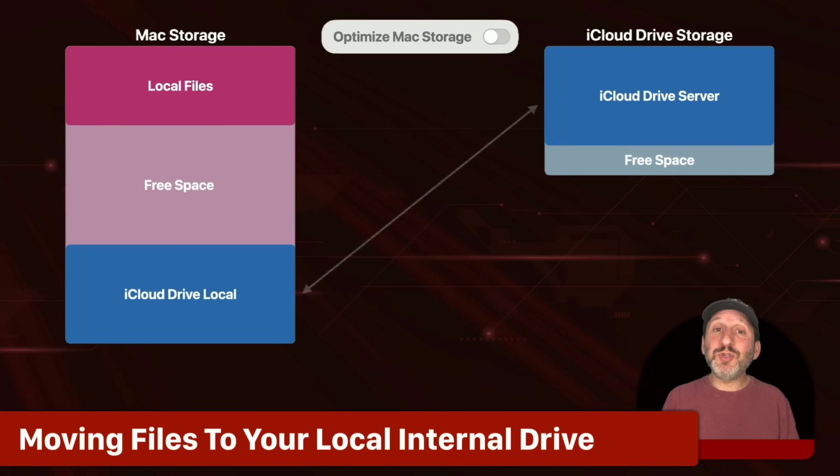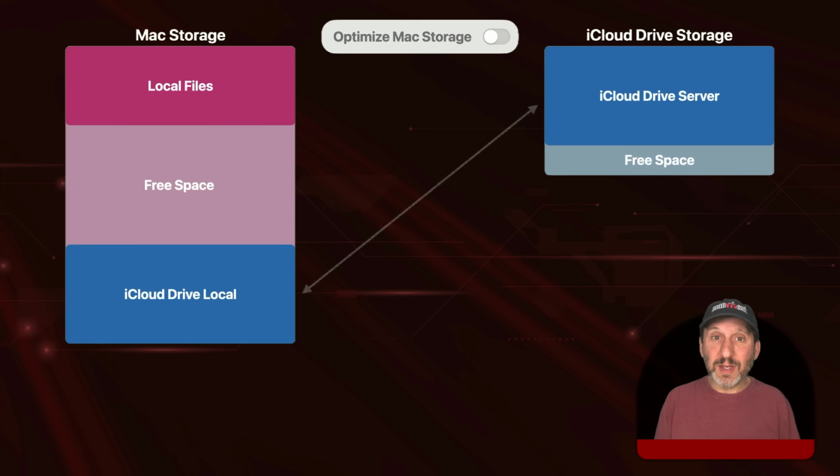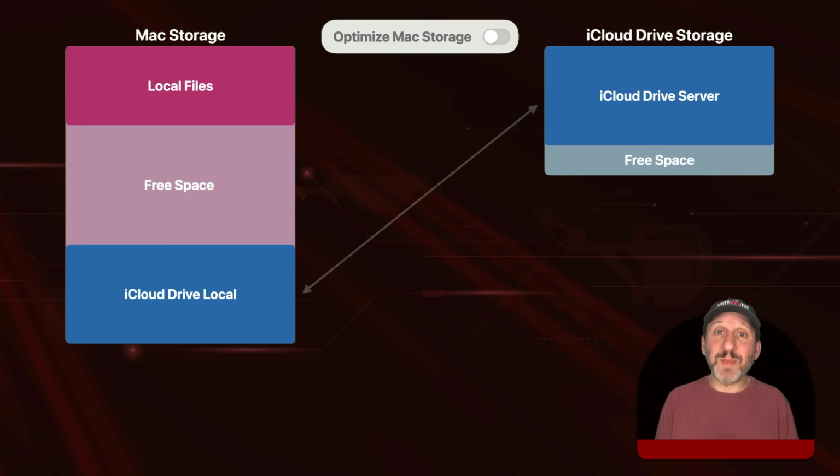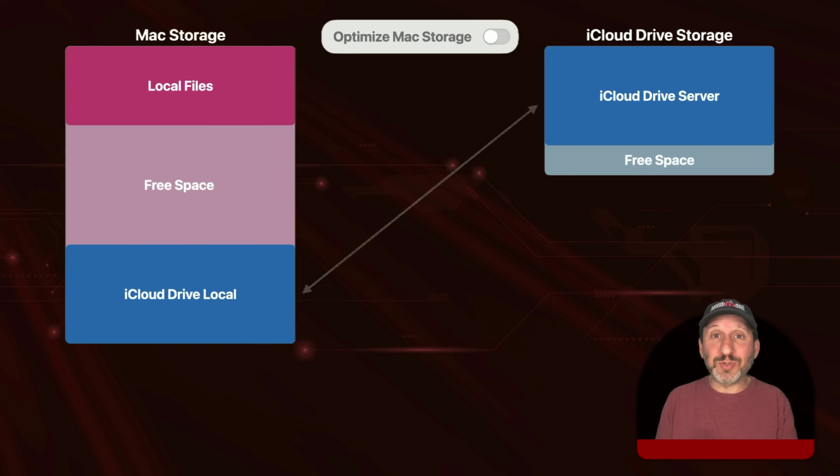So first, we're going to assume that you've got Optimize Mac Storage turned off. In other words, everything that you've got on iCloud Drive, you've also got locally in iCloud Drive. It's syncing one-to-one. You can find that setting in System Settings, under Apple ID, and then look under iCloud, and you'll see Optimize Mac Storage there. If you have that turned off, you're not just caching some of your iCloud Drive files locally, you've got all of them locally. It's syncing completely between iCloud Drive on your Mac and iCloud Drive in Apple's servers.